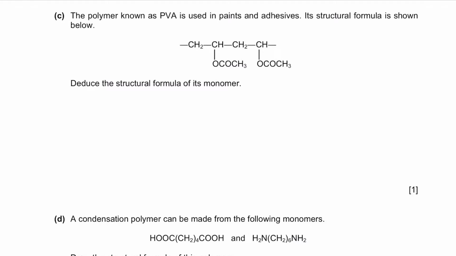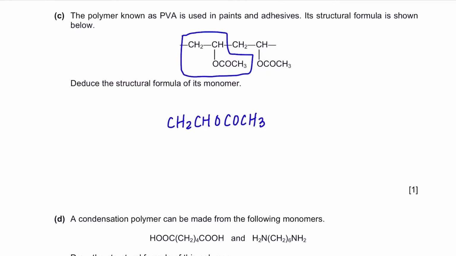Part C. The polymer known as PVA is used in paints and adhesives. Its structure formula is shown below. Deduce the structure formula of its monomer. Alright, find the pattern in this structure. We see that there are two of this compound. So there you go, you can simply write it, and you're done.